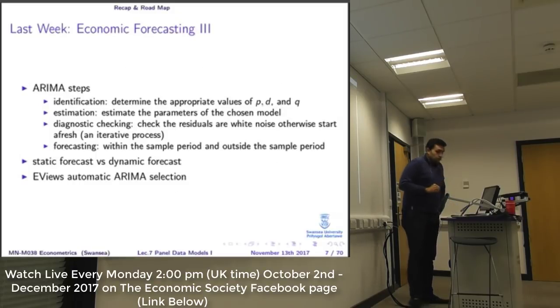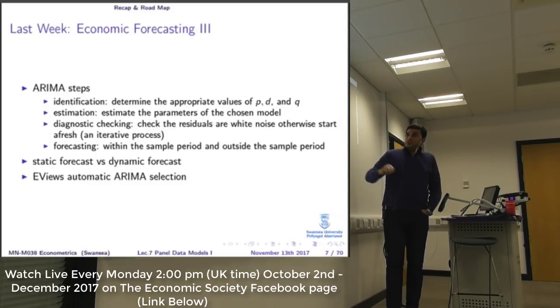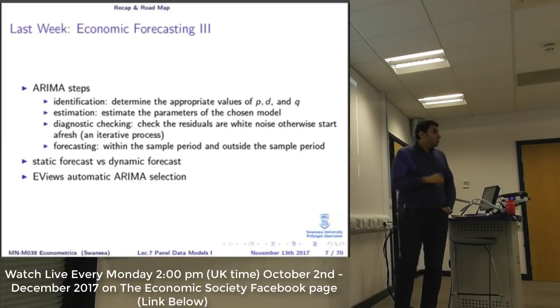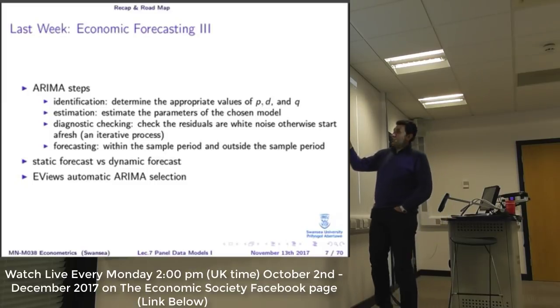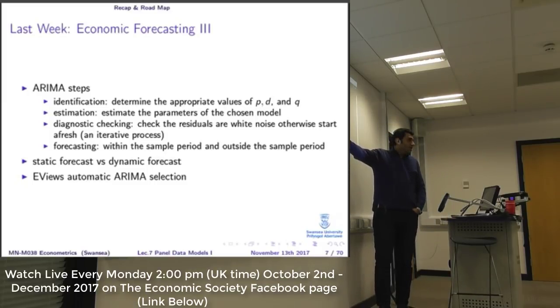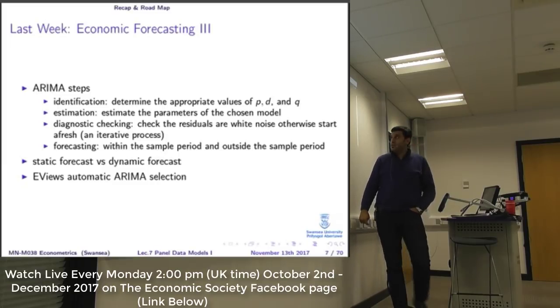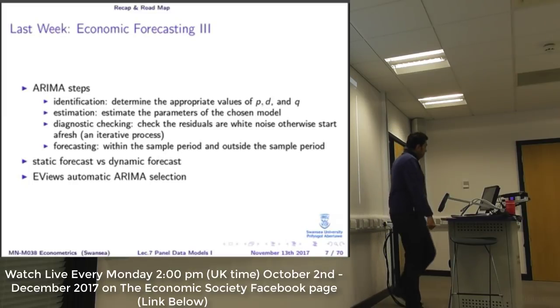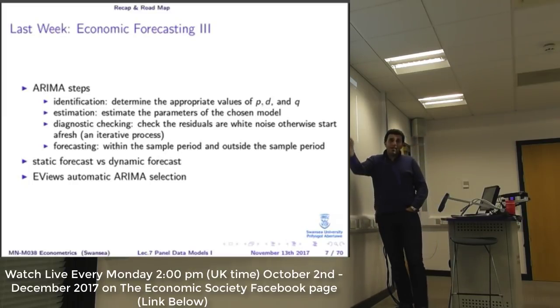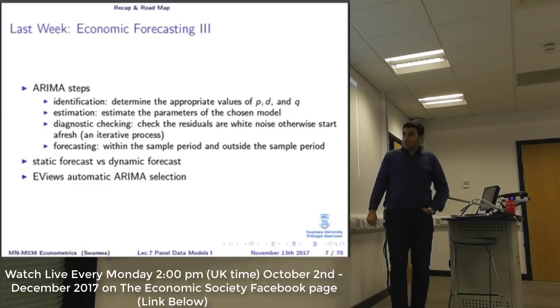And again, these are the 4 steps, as I said. First, the identification: you need to determine the appropriate lag lengths, so the values of p, d, and q. p is the lags for the AR process, d is how many times you need to difference the series to become stationary, and q is how many lags are included in the moving average process.